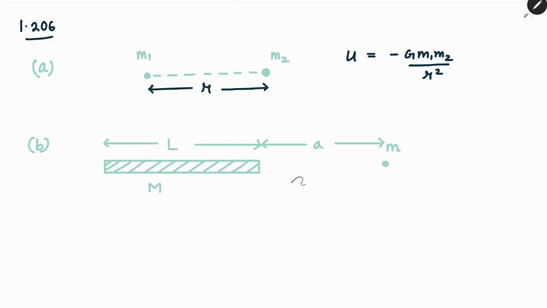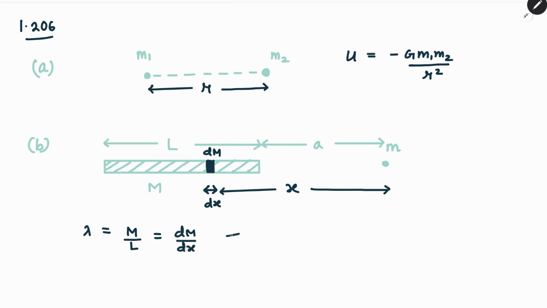So over here, as we approach this problem, at a distance x from this point mass, we select a small elemental patch of thickness dx and having mass dm. So this patch is of thickness dx and having mass dm. So over here, if we use a linear distribution of mass, then we can say lambda equals M by L equals dm by dx, and therefore we say dm equals M by L times dx.